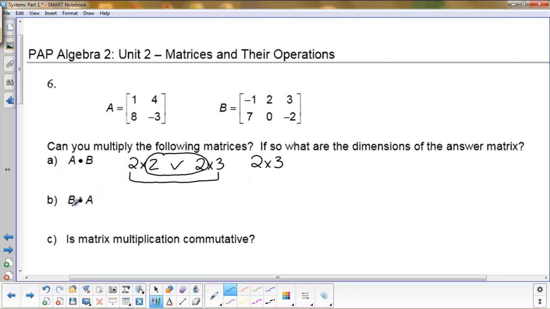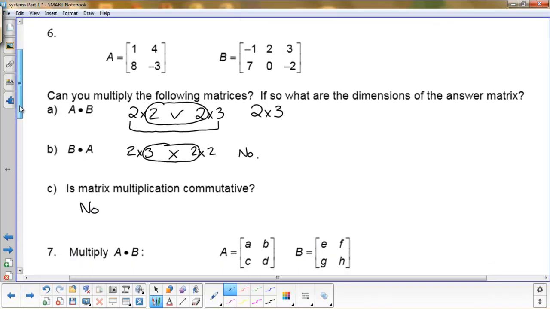I'm going to do the exact same thing here for this one, and I'm going to say, okay, the dimensions of B are 2 by 3. The dimensions of A are 2 by 2. I'm going to circle that. If those numbers don't match, I have a dimension mismatch, so the answer is none, or no solution. Obviously, from this particular exercise, matrix multiplication is not commutative. We have proven that through this small exercise in question number 6.